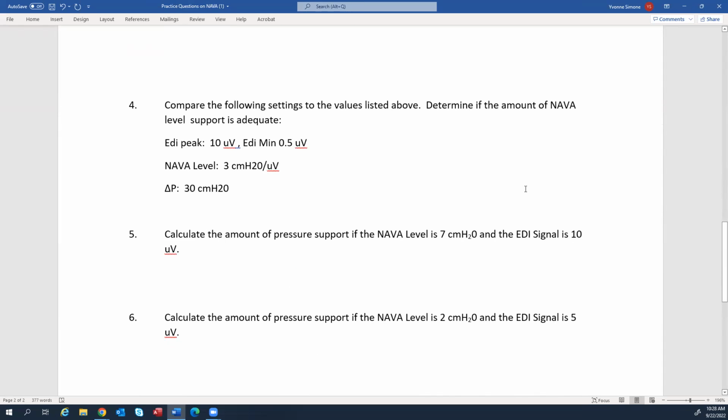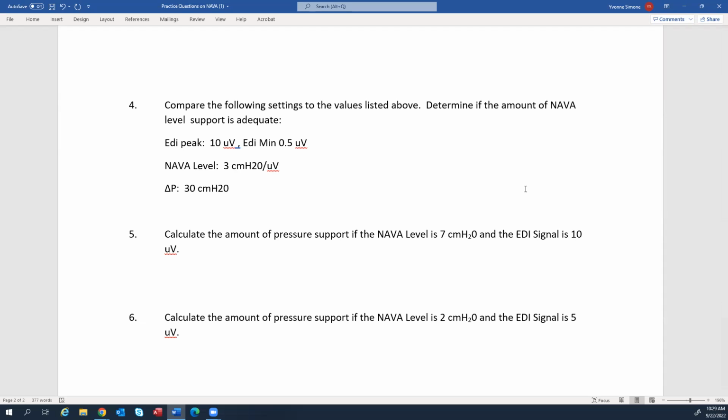Okay, question 4. Is the NAVA level support adequate? EDI peak is 10 microvolts, EDI minimum 0.5 microvolts, so we have 9.5 microvolts. The NAVA level is 3 centimeters of water per microvolt, and we see that we're delivering 30 centimeters of water for the pressure support. So is the NAVA level support adequate?